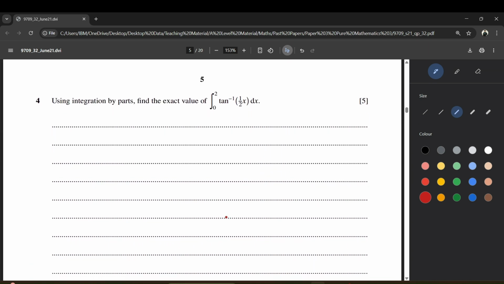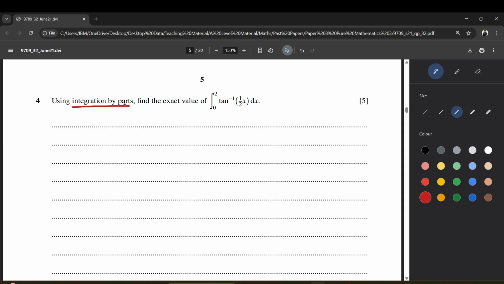All right, question number 4. Using integration by parts, find the exact value of the integral of tan inverse of half x with respect to x between the limits 2 and 0. All right. Now, if you look at this, first of all, we need to understand where exactly we apply integration by parts.